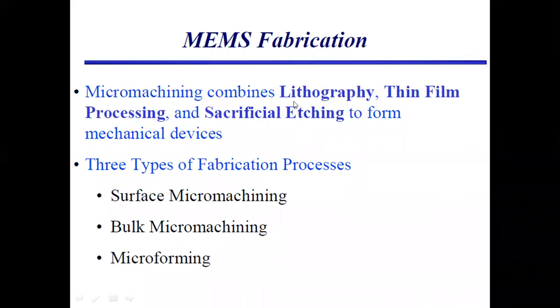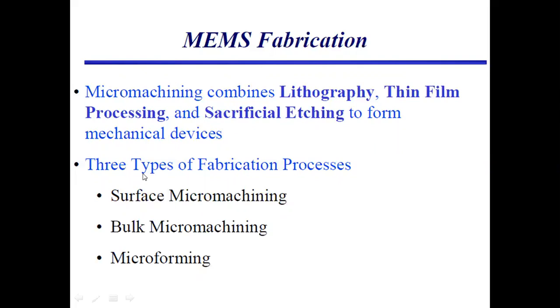So micromachining combines lithography. Lithography is the process by which we transfer the patterns or features from the mask onto the substrate. Thin film processes, which is the deposition of material on the substrate. And sacrificial etching. Sacrificial etching means selective etching. So some portion of the added layers are etched with the help of the etchant solution. And in that way we form the mechanical devices which are called MEMS devices.